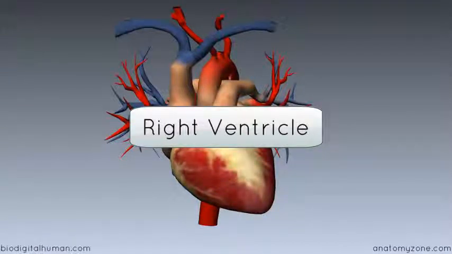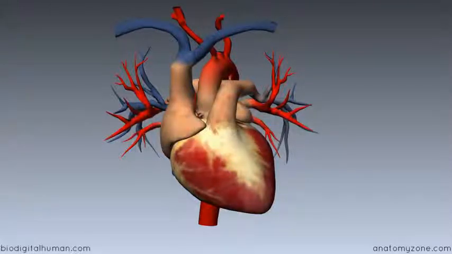Okay, so now we're going to take a look at some of the features of the right ventricle. You can see in this position, in the anatomical position, the right ventricle here actually forms a lot of the anterior surface of the heart because of the way that the heart is angled in the mediastinum.